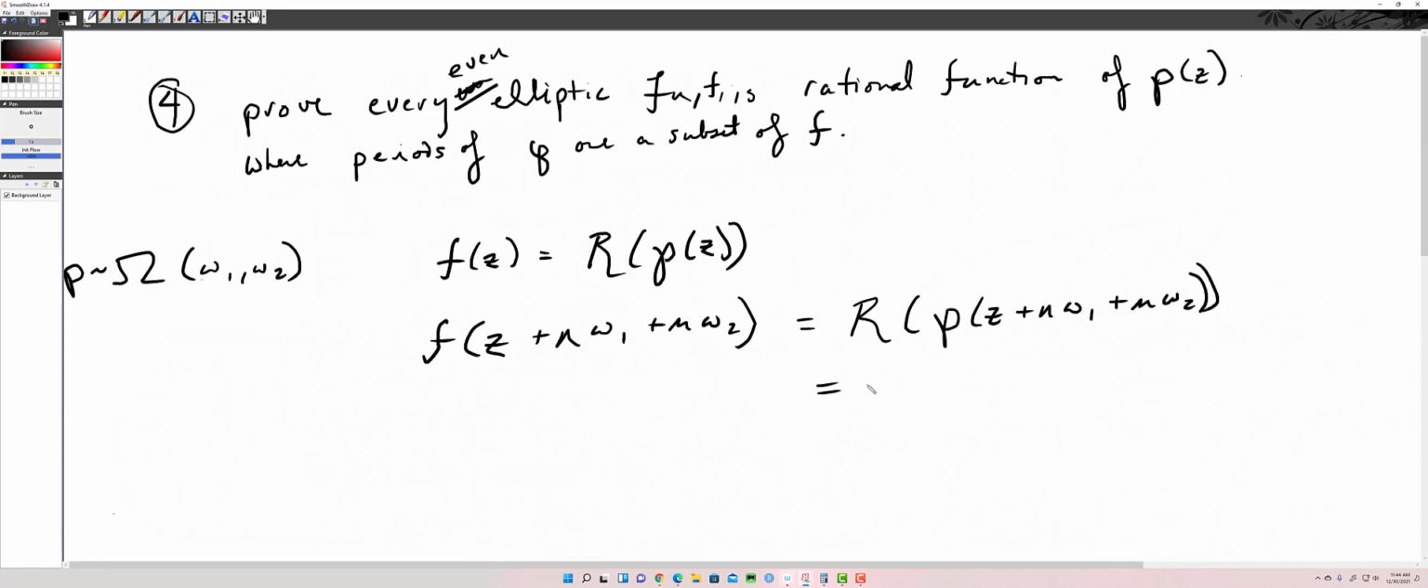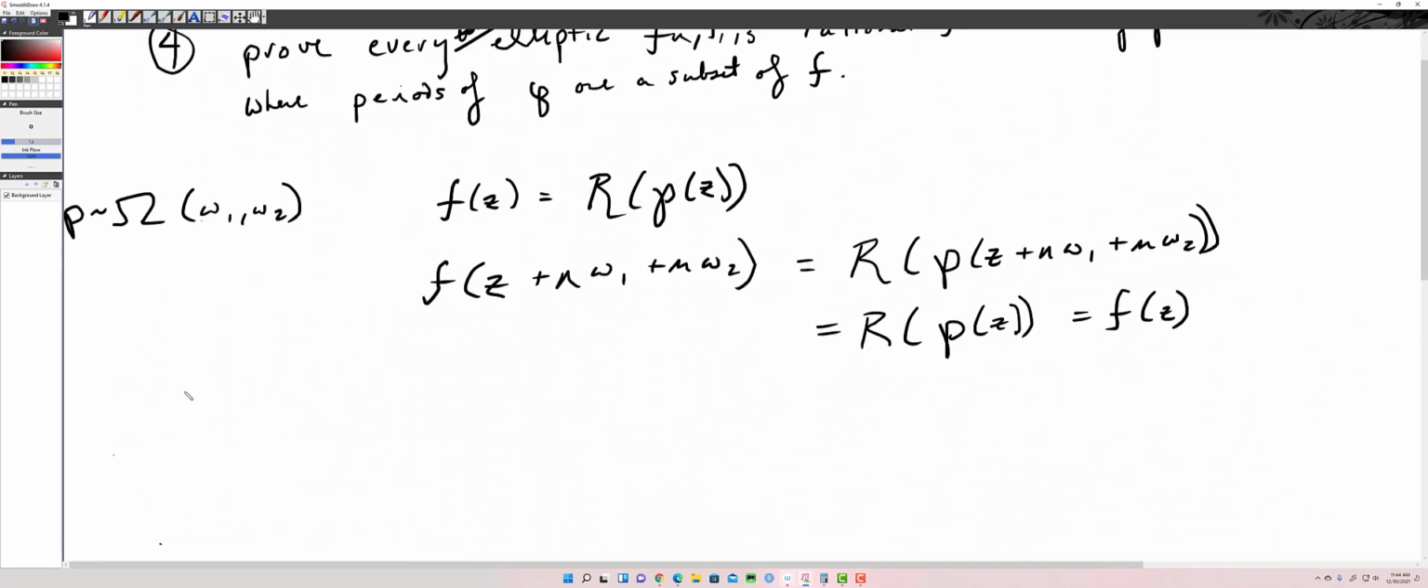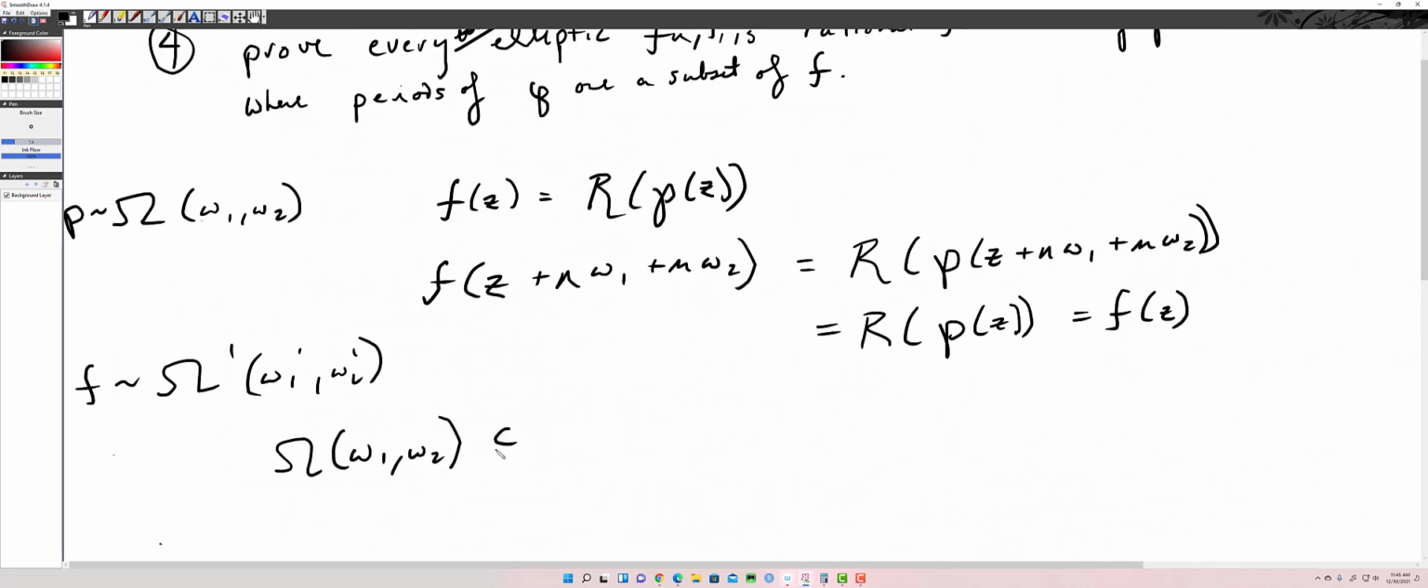What you do know is that if you plug in a period of P of z, you get f of z back. So you do know that if you have f, which is part of some other lattice, the lattice belonging to P at least belongs to this lattice belonging to f, in the sense that any one of these periods would work for f, but there might be more periods. You don't know.